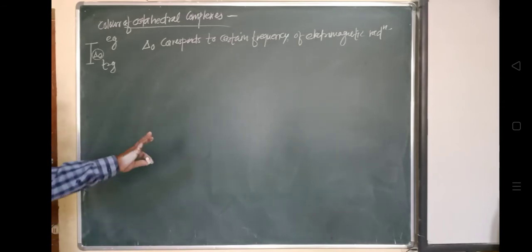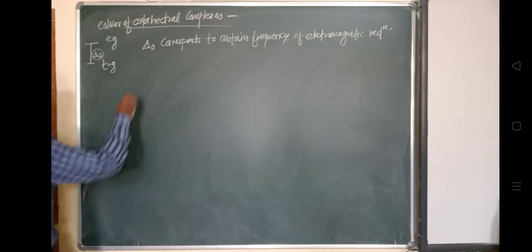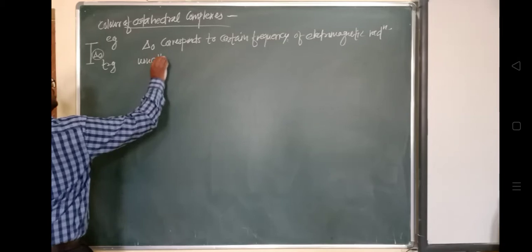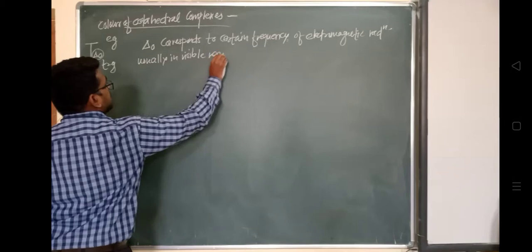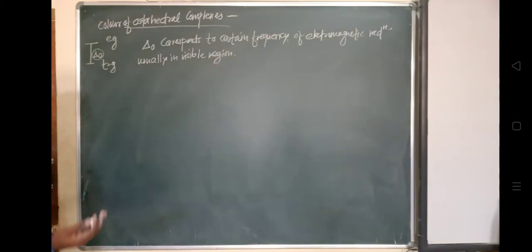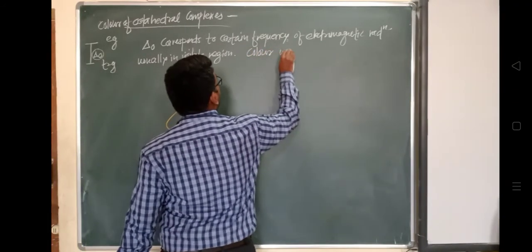Usually in the visible region, अगर विजिबल रीजन में इसका जो फ्रीक्वेंसी है ऑफ इलेक्ट्रोमैग्नेटिक रेडिएशन अगर आता है, so definitely it will show some colors, because we know that any frequency of electromagnetic radiation, if it comes in the visible region, will show some color. A color complementary to the absorbed frequency is observed. So color will be observed.